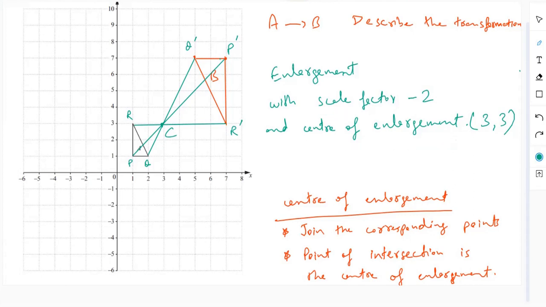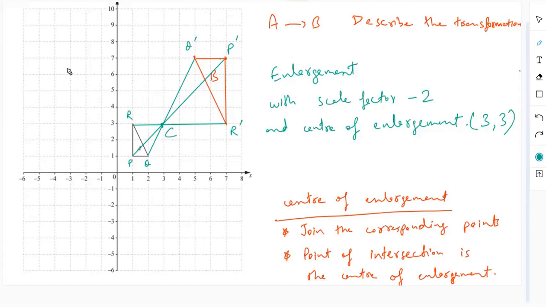Scale factor के लिए you can look at corresponding lengths. For example, this length was 2, वहाँ पे वो 4 हो गई है, तो double हो रही है. ये 2 आ गया यहाँ पे. But since the figure is inverted, या फिर क्योंकि center के opposite sides पे figures हैं, we have a negative sign there. Okay, and then you also write the center of enlargement. That's how you describe an enlargement.